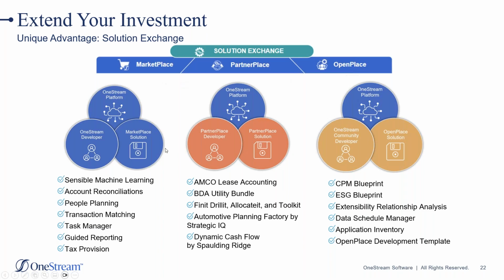So just a couple of quick examples. In Marketplace, we have productivity tools like Task Manager and guided reporting; specialty planning, things like people planning and capital expense planning; close solutions like transaction matching and account recs. And I will add, the marketplace solutions are available at no cost to our customers. They can be downloaded and deployed as they want to start using these functions.